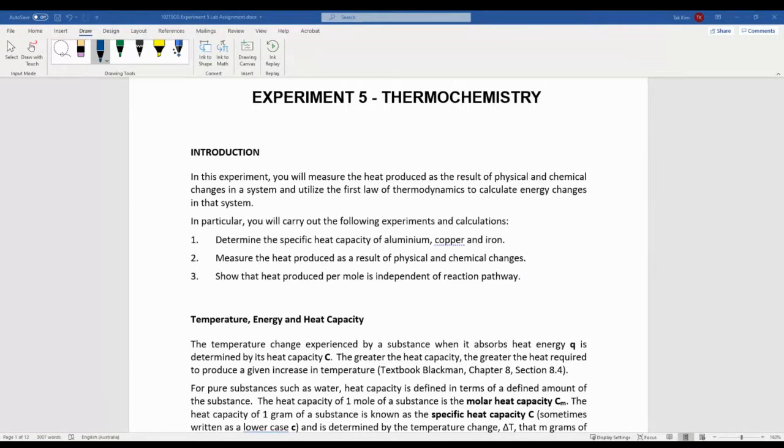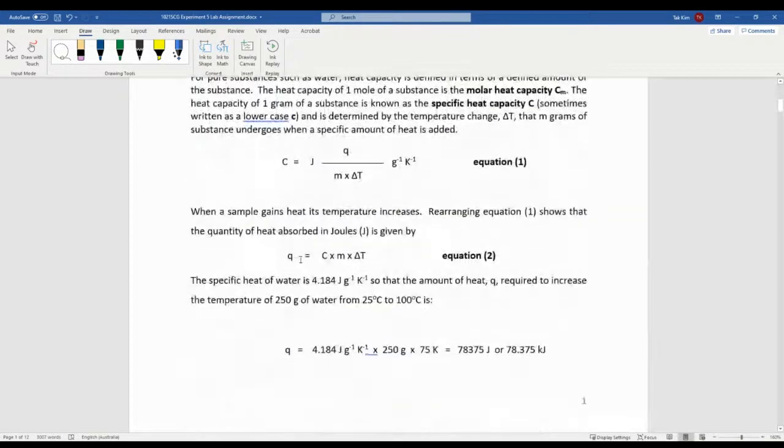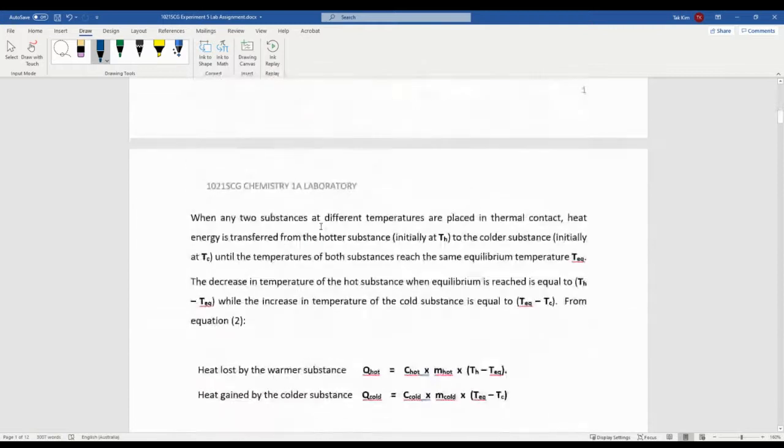Anyway, in your introduction, you have three sections, and we don't actually cover number one anymore, so you don't have to worry about the first one. You will just need to focus on number two and number three over here. Since we are dealing with physical quantity, please make sure that you read everything before you commence your lab assignment, because we need to use the equations given over here.